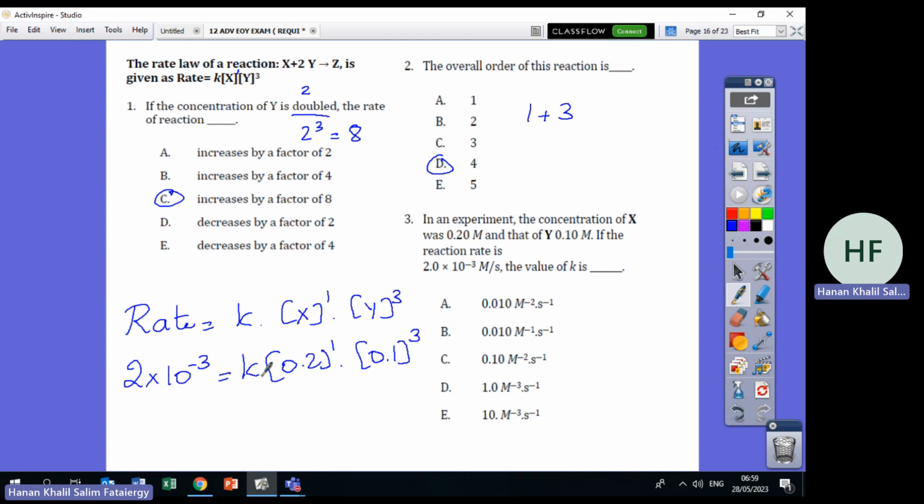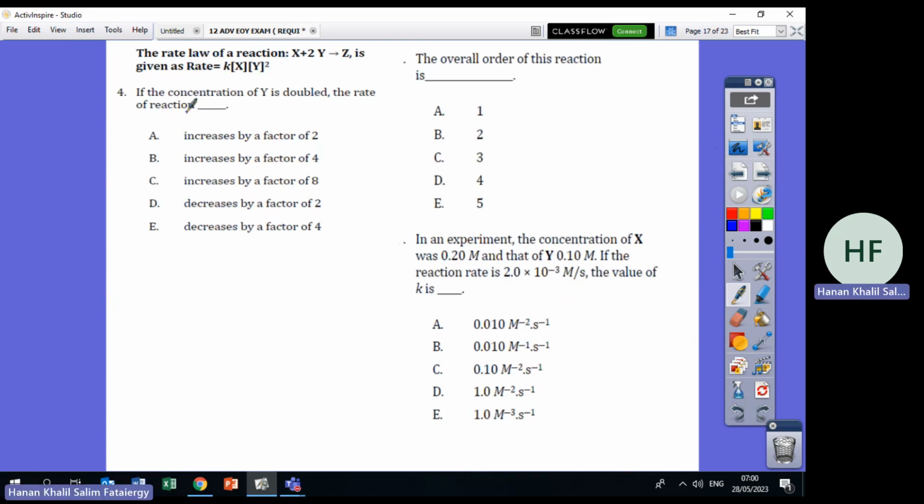Now what will be the unit of k? Notice that the unit of k is different for each one. The unit of k will be time minus 1. Here time is second, so it will be second minus 1 times M to the power 1 minus the order. Now since the overall order is 4, it will be M to the power 1 minus 4, which is equal to minus 3. So the correct answer is one of these. Okay, do your calculations and find the correct answer. Of course, these other units are wrong.